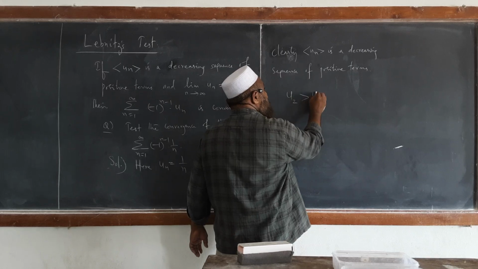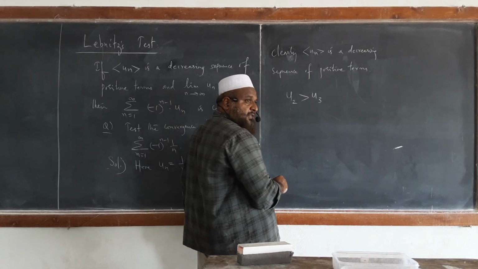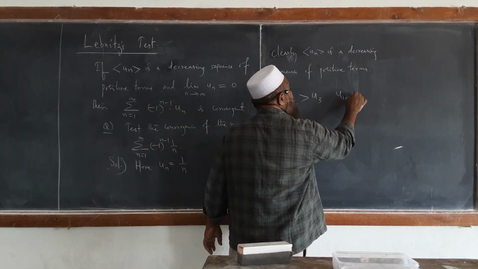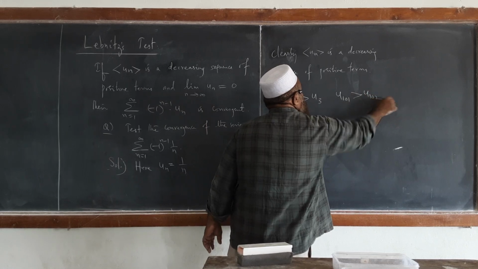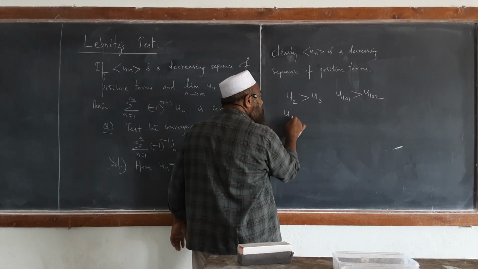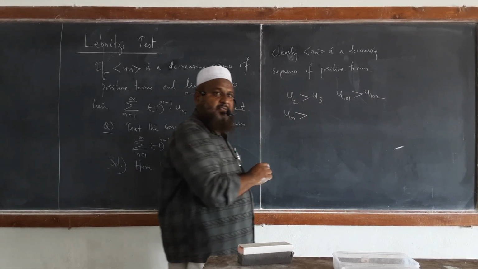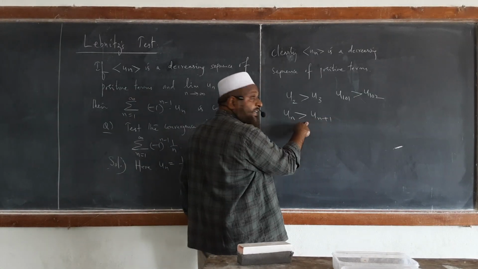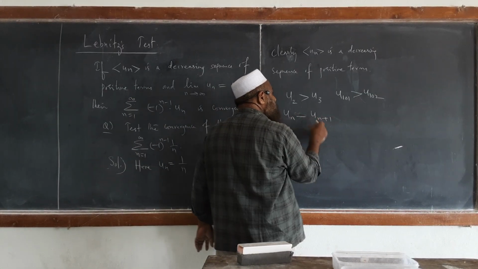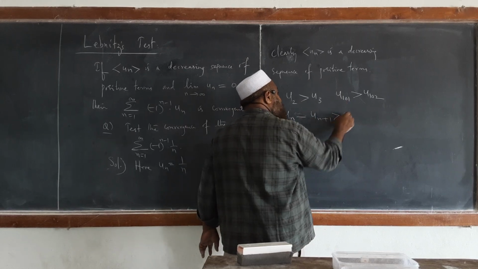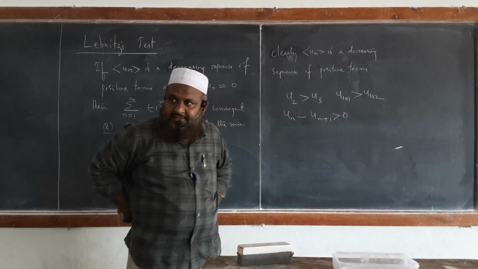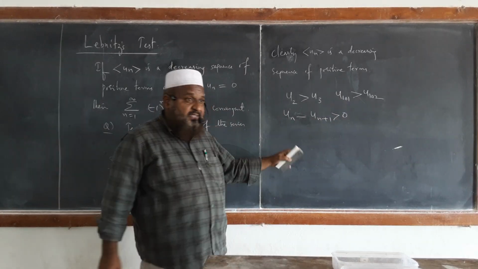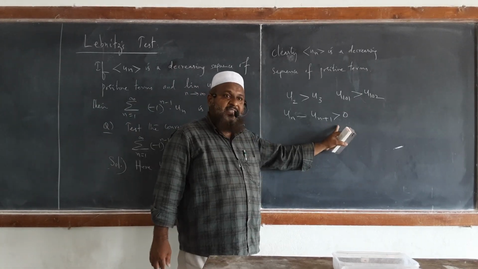U2 should be greater than U3, am I right? U101 should be greater than U102, like that. Means Un should be greater than Un plus 1. To prove this, I will take the difference. I should prove that it is greater than 0, right? I should prove Un minus Un plus 1 is greater than 0.